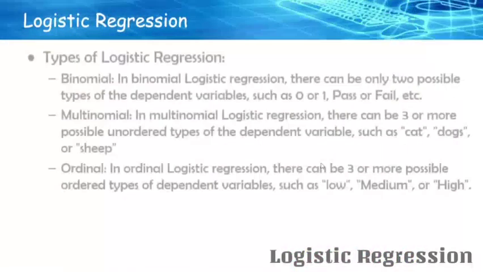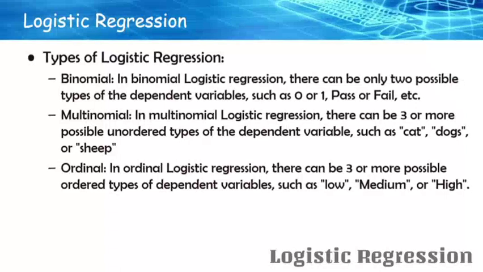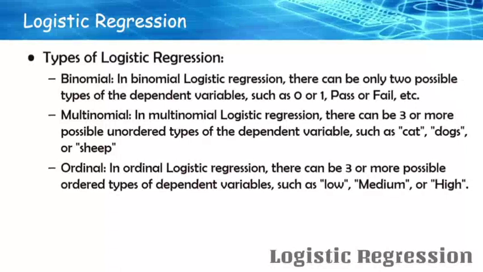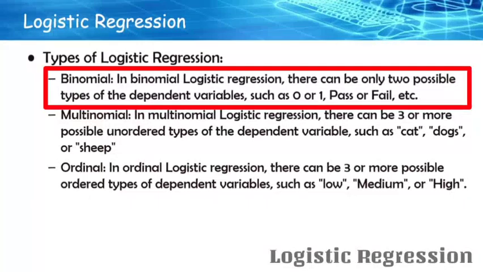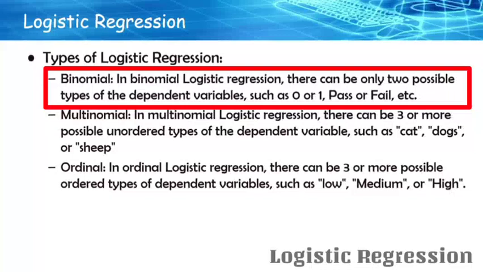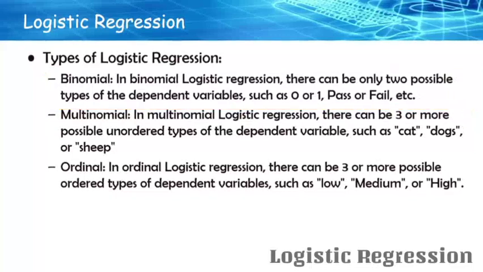Again, we have a few types of logistic regression. I was mentioning binomial and multinomial in the definition itself. In binomial logistic regression, there are only two possible cases. Those are two types of dependent variables, such as 0 or 1, pass or fail, true or false, yes or no. And I have many examples.